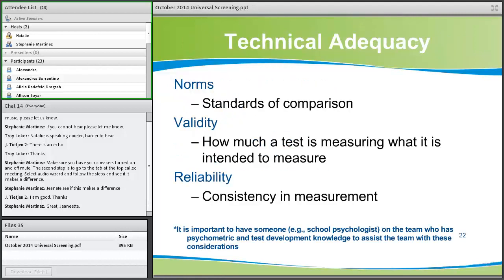Okay, so when you have a team that's working together towards implementing a universal screening procedure, it's really important that one of the team members is familiar with test development and has an understanding of what to look for in terms of an instrument's psychometrics, so different indicators of validity and reliability, to help the team as they're going through figuring out which instruments are a good choice for their school population. School psychologists maybe are a common person who might have this type of information that could be brought onto the team if they're not currently a member.